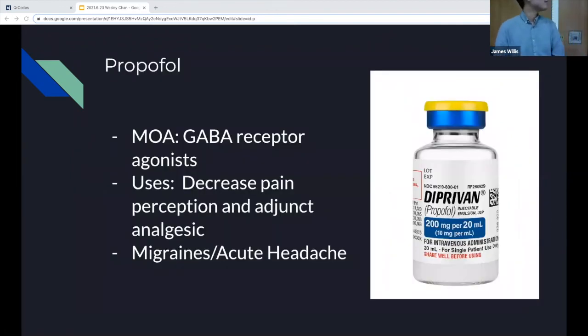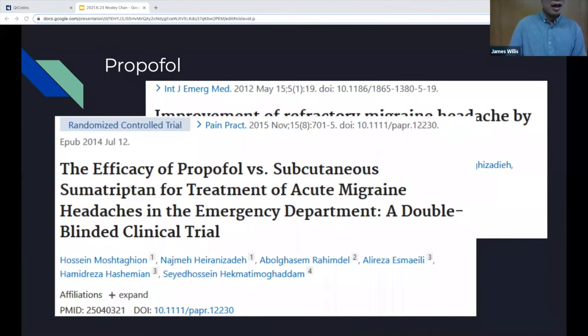Propofol is another way we can use. It's a GABA receptor agonist. We also think of it as a sedation and RSI medication, but it can be used to decrease pain perception and as an adjunct analgesic as well. A lot of the literature has shown it to be helpful in migraines and acute headaches, as I can show. It's just as effective in some of these trials for acute migraines and headaches compared to sumatriptan that we also often use.